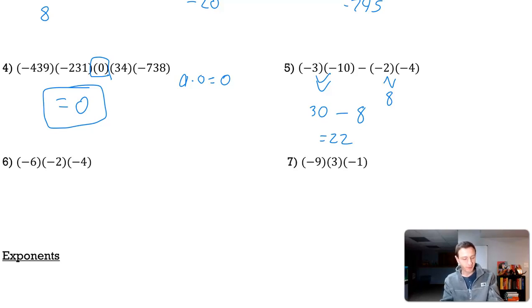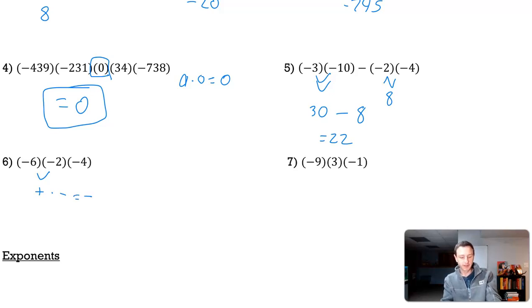Number 6, we have 3 numbers being multiplied together. Really you want to make sure you understand the signs here. Because you could just do 6 times 2 times 4, and even if you had a bunch of other numbers, you could just multiply all the numbers. But just know the sign. So let's do the signs first. Negative times a negative is a positive. And then we have times that negative, so positive times a negative is a negative.